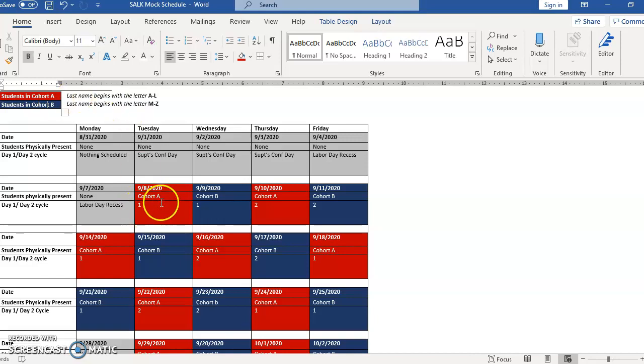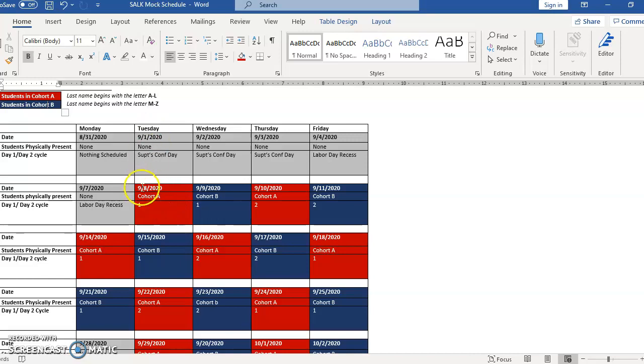Okay, so we're still doing a day one and a day two schedule. However, it's not alternating day one, day two, day one, day two. Instead, it's day one, day two, day two.